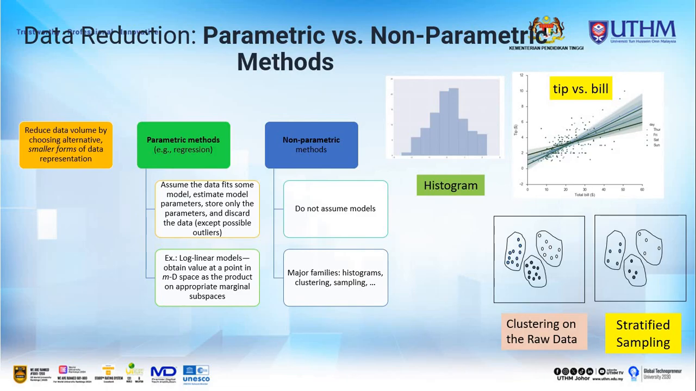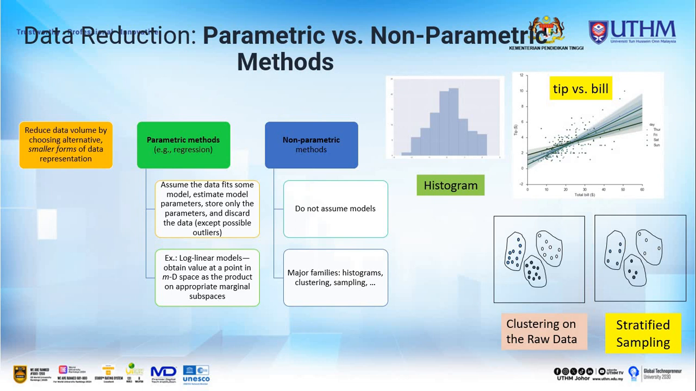Discard the data. Once the parameters are obtained or estimated, the original data can be discarded except for possible outliers. You can discard the original data because you already obtained the estimated parameters. Example, the log linear model. This model estimates the value at a point in m-dimensional space as the product of values on appropriate marginal subspaces. This approach significantly reduces the data volume while retaining the essential structure.